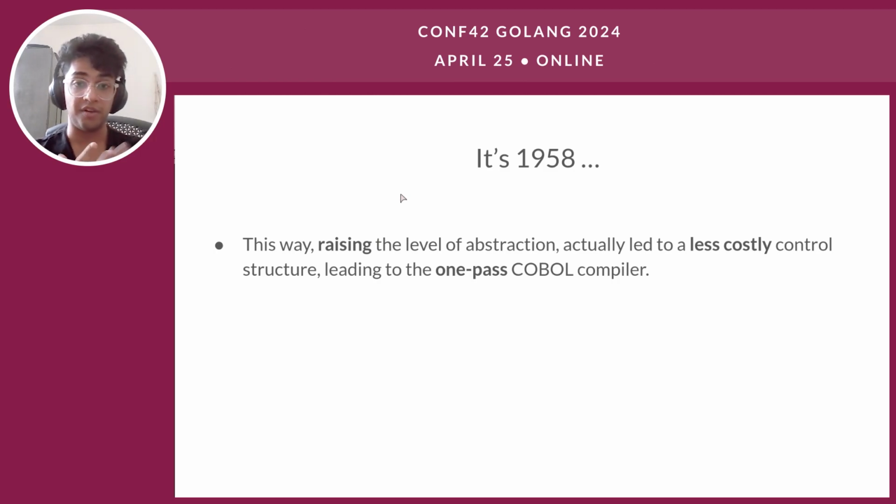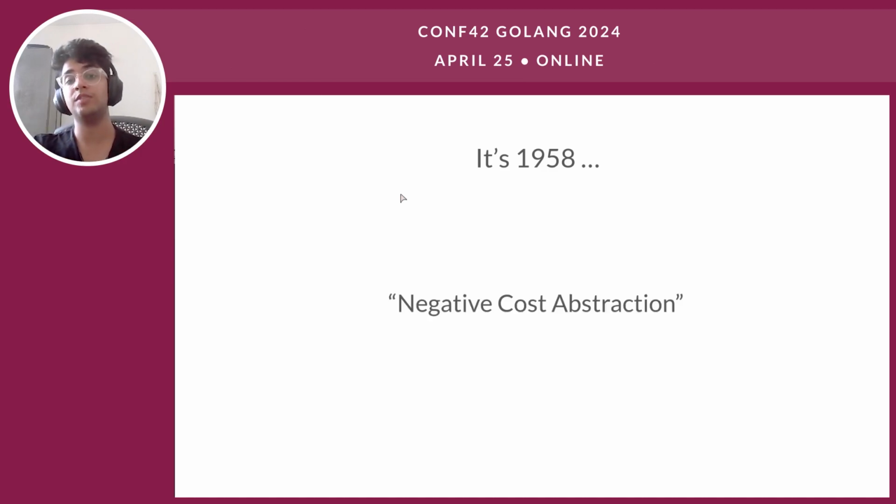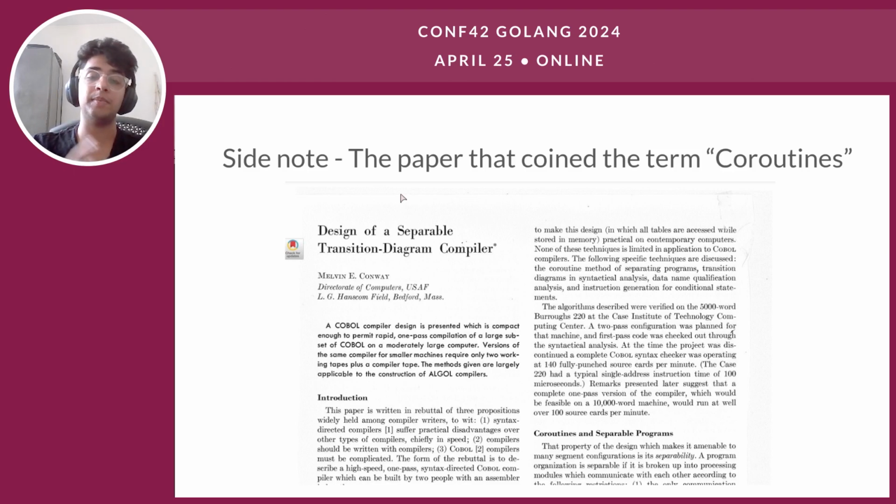So this way, raising the level of abstraction actually led to less costly control structures, leading to a one-pass COBOL compiler. So this was an example of a negative cost abstraction, because generally when you're trying to abstract away logic, you're increasing the cost because something else is now taking care of this easier abstraction that you've created, something under the hood, right? So this side note, this was the paper that actually coined the term coroutine by Melvin Conway. I've linked to this paper at the end of the talk, and you should definitely check it out.